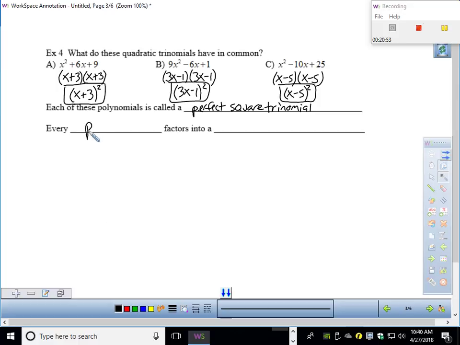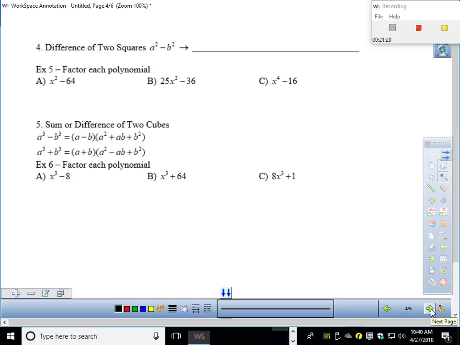And getting a little lazy here, but every perfect square trinomial factors into what is called the square of a binomial. Okay, because you can see, here's the binomial, and it's squared. Awesome. So I want you to be able to recognize that and also express it as you see on your paper. Cool. Let's go get the fourth pattern now, what's called a difference of two squares.